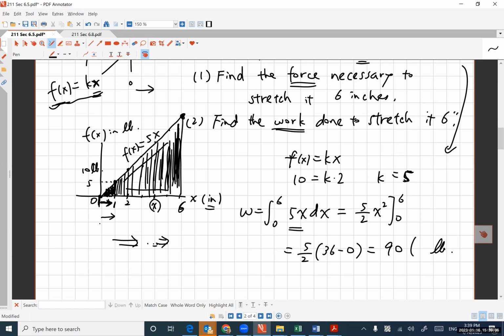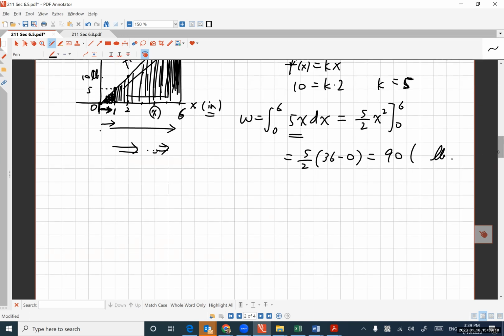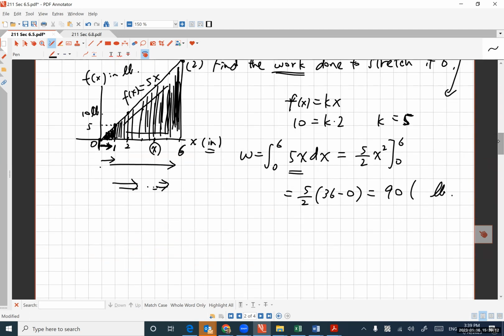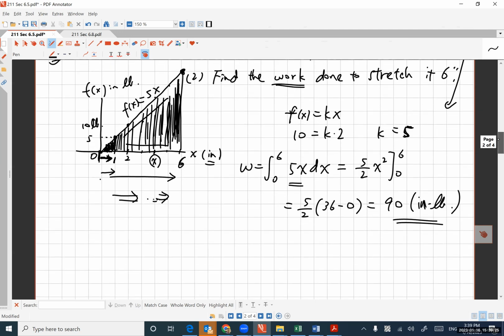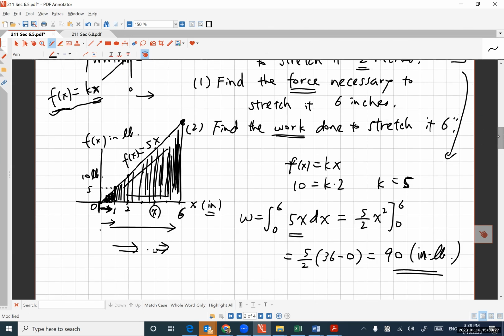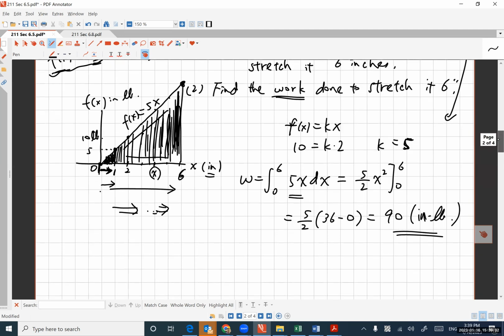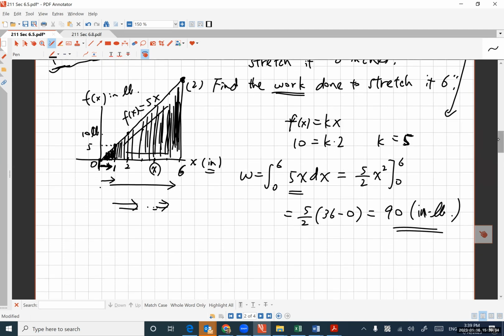Okay, up from 0 to 6 inches, you have done the work, which is equivalent to 90 inch-pounds. In this case, not a foot-pound, it's an inch-pound, right? And so this is the amount of work done up until that point, right? So that's the difference between the force, which is momentary or instantaneous, and work, which is the accumulation of the forces applied up until this point.